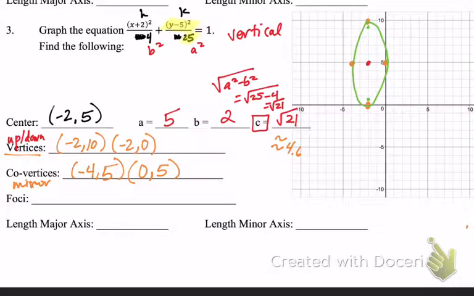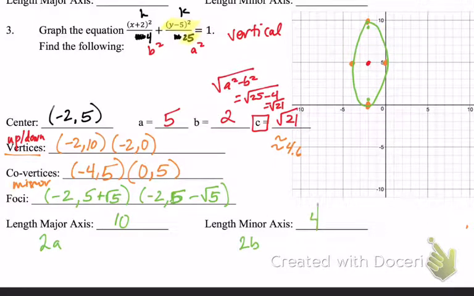So now my foci, the x coordinate would always be -2. It would be 5 plus the square root of 21, and -2, 5 minus the square root of 21, because I am changing my y coordinate. I'm not changing my x coordinate. The length of my major axis is 2 times a, which is 10. The length of my minor axis is 2 times b, which is 4.